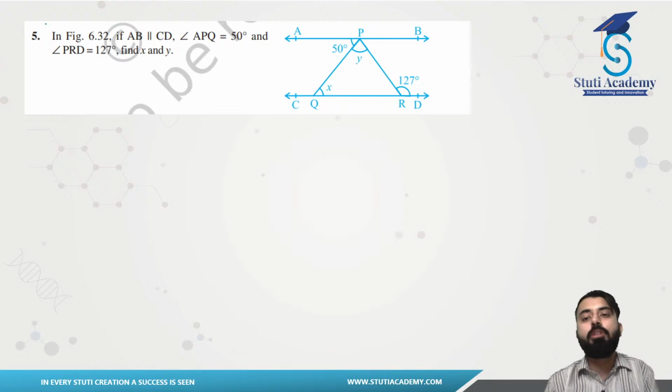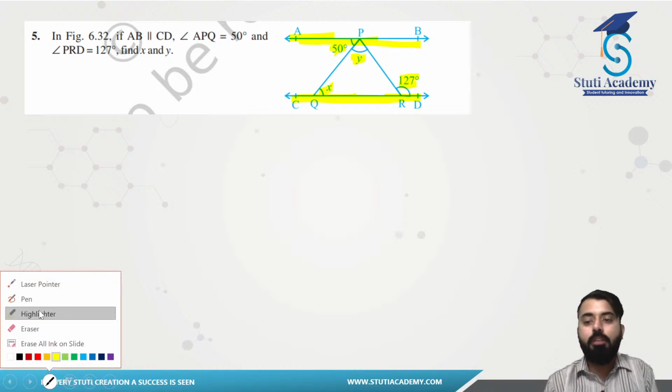We have this fifth question with us. AB is parallel to CD. See, you have been given that AB is parallel to CD. Let me just use the highlighter here. So this line right here, AB is parallel to CD. APQ, that means this angle is 50, and PRD, that means this is 127. We have to find the value of X and Y.